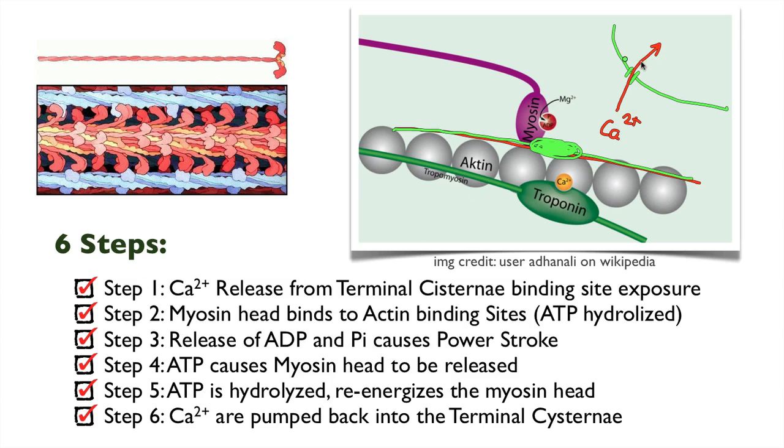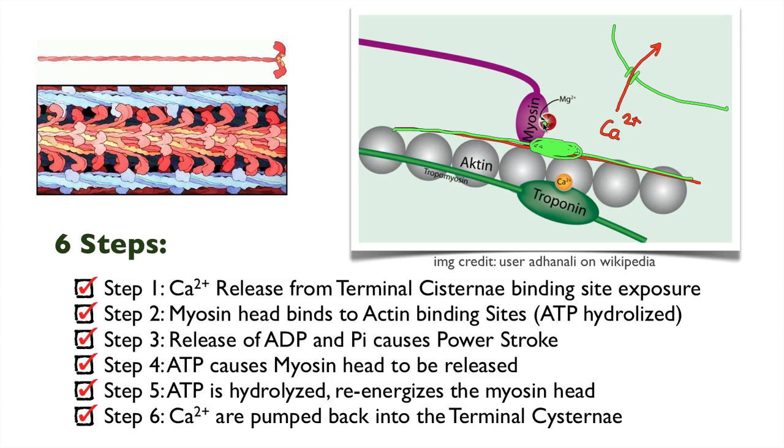Step number 1, calcium is released, binds to the troponin. When it binds, it causes a conformational change or a shift, whichever one you want to call it. It causes that shift, exposing the binding sites on the actin. Step number 2, myosin head binds to the actin. Remember that the ATP has to be hydrolyzed into ADP and inorganic phosphate in order for that to take place. It has to be re-energized. It gets that from that hydrolysis process.